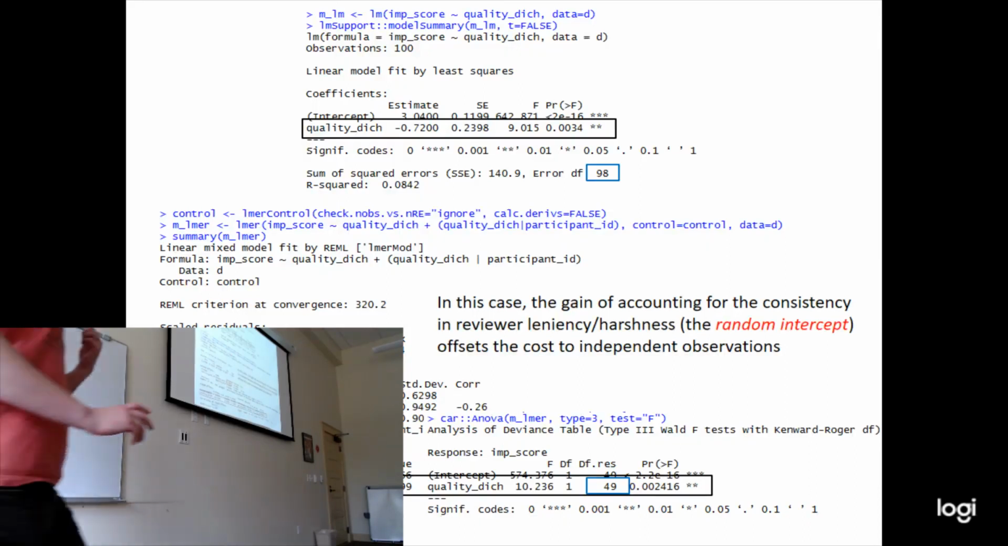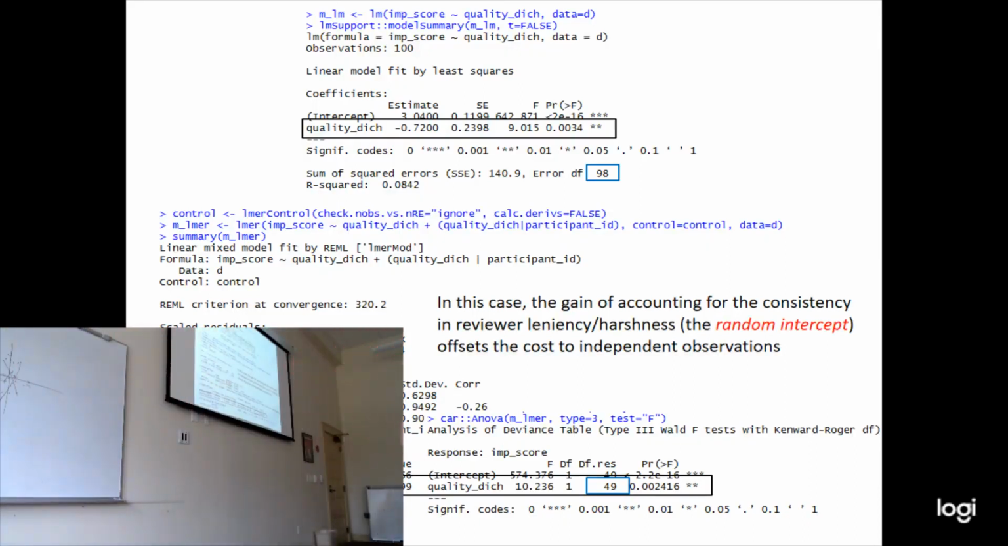So again, the thing to ask yourself is that assuming I have the same number of rows in my data set, is the cost that I pay by reducing my degrees of freedom worth the benefit that I get from being able to reduce my error, being able to remove individual differences?